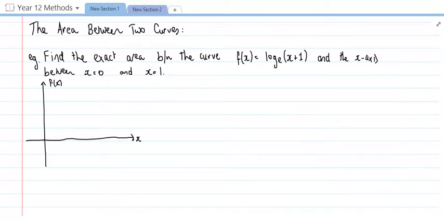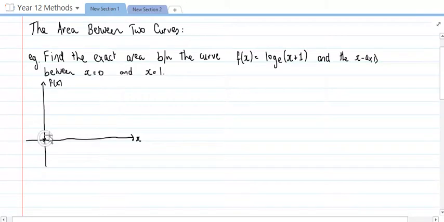So find the exact area between the curve y = log e of (x + 1) and the x-axis between x equals 0 and x equals 1. Now, there's a couple of things to take note of here. First off, I'm going to sketch this. So log e of x plus 1 has moved 1 unit to the left. It would normally have an asymptote at x equals -1. It's going to pass through the origin, which is an important point, and it's going to go off in that sort of direction.